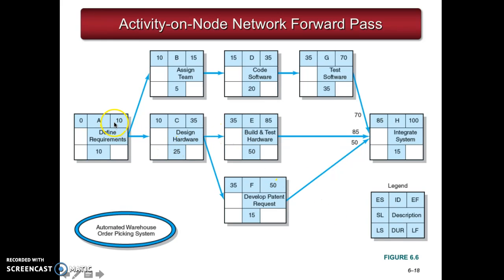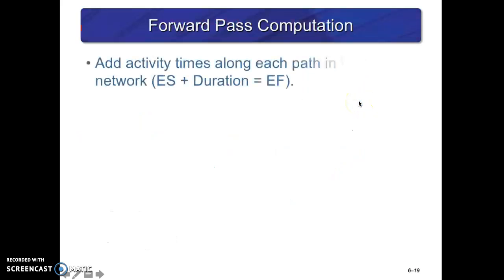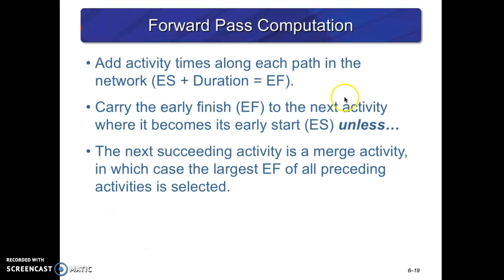So here's how you do it. First, you do what we call the forward pass, and this is the way you compute. First, you add all the activities along each path in the network, where early start plus duration becomes the early finish. Once you have the early finish, you carry it over to the next activity, where it becomes the early start of the next activity. If the next succeeding activity is a merge activity, the largest early finish of the preceding activities is selected.